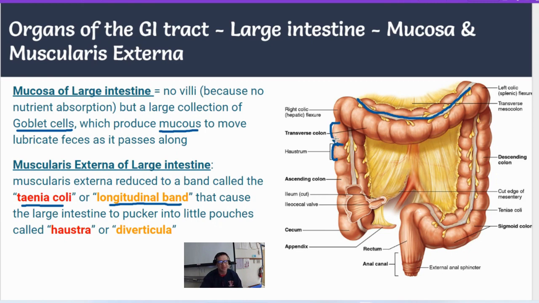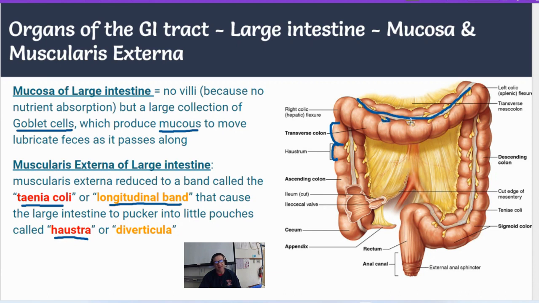It's going to move from segment to segment to segment, and it increases surface area to allow more absorption of water. And it's also going to slosh it around a little bit inside those haustra. So it's going to stay in there a little bit longer and slosh around, so it's going to allow more water to be absorbed. So yeah, those are called the haustra, or haustrum for singular. And you've got these little tiny pouches.